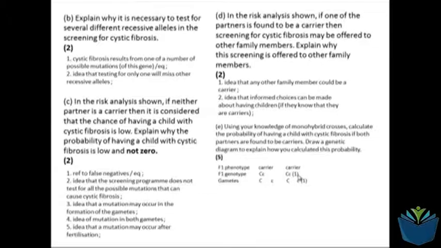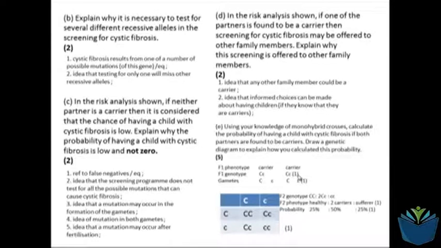Identifying what's in each gamete, so identifying that in a gamete you only contain one of the alleles, gains you a second mark. From there, writing out the Punnett square of the different possibilities gets you a third mark. From there, you should identify the F2 genotypes, and so we have 1 homozygous dominant, 2 heterozygous, and 1 homozygous recessive. From there, you should be mentioning the phenotypes, and so that means 1 completely healthy, 2 carriers, and 1 sufferer.